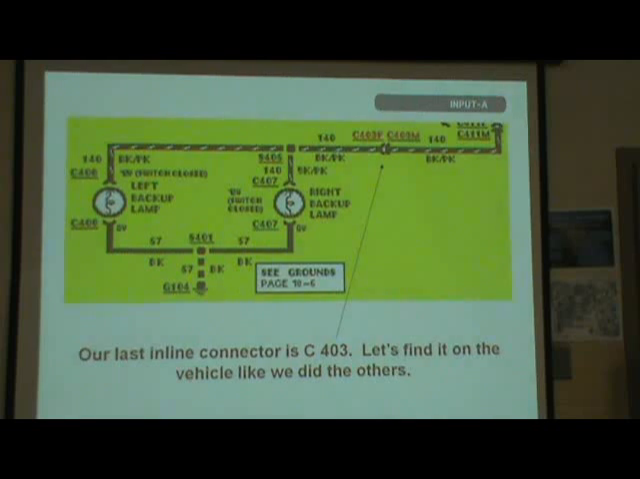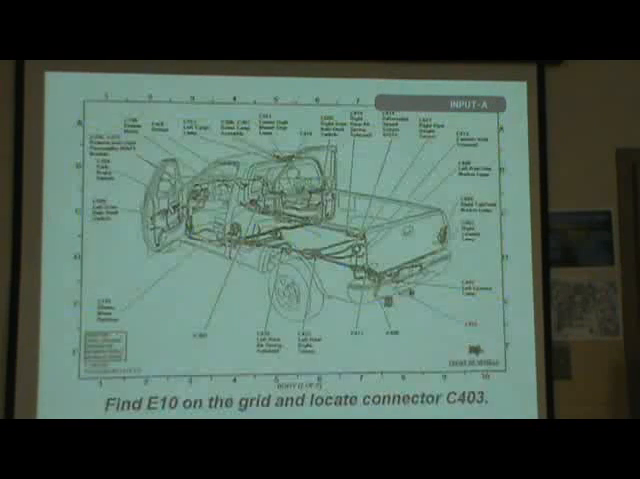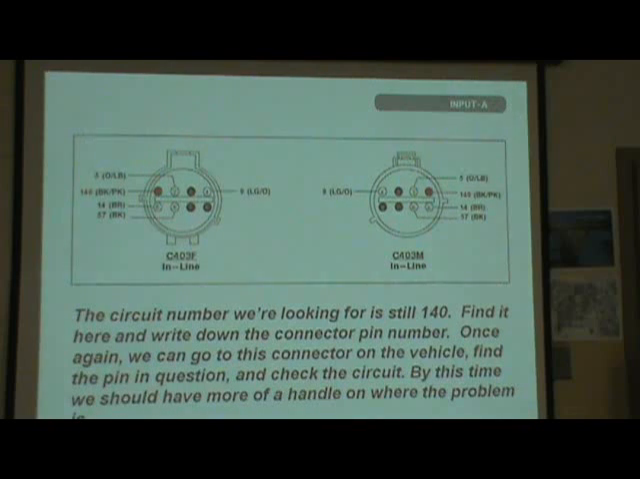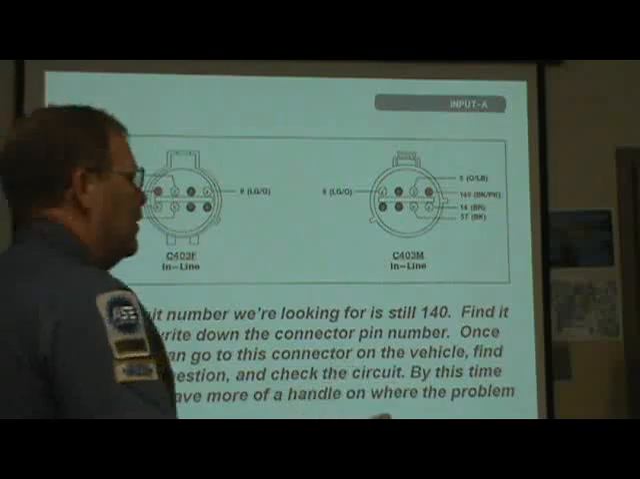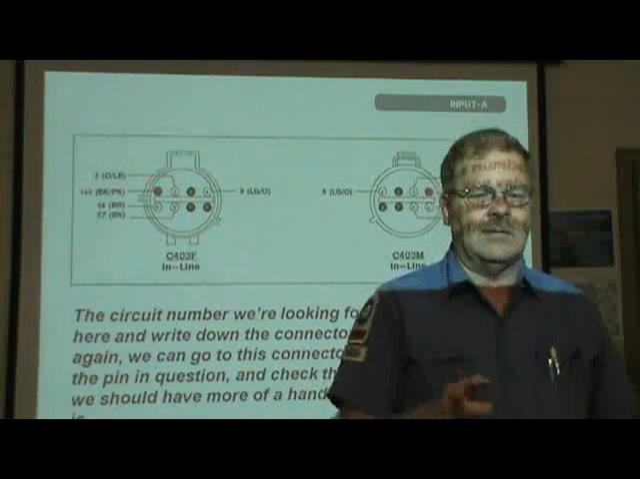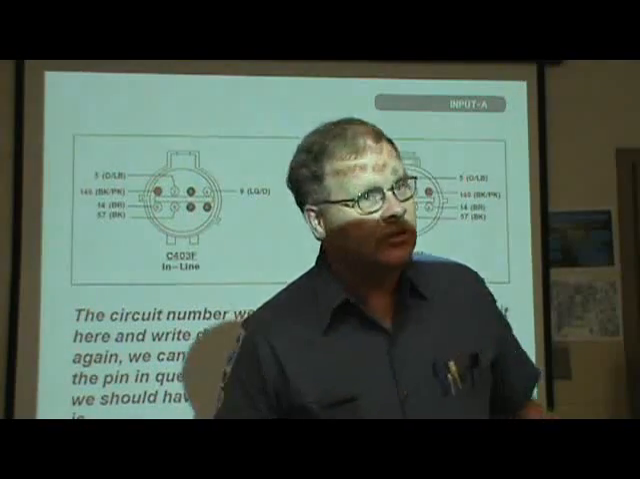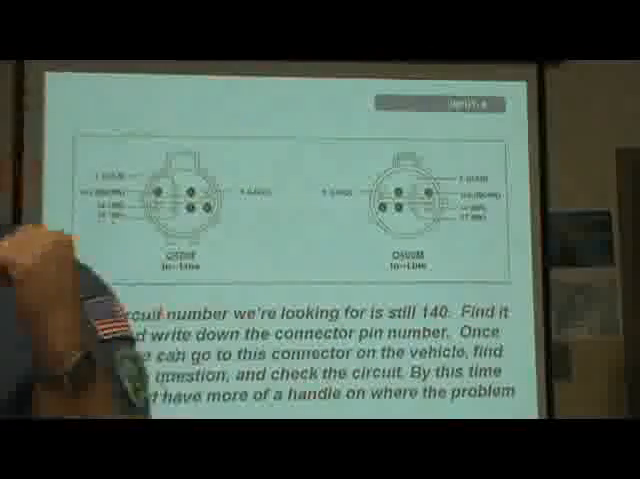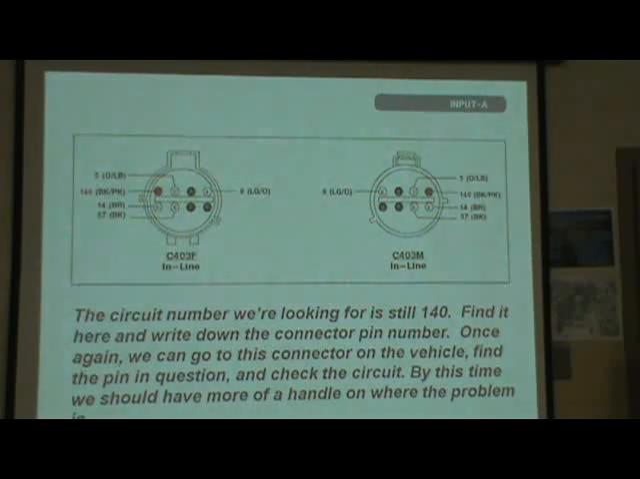Our last connector is C403. We're going to find it on the vehicle like we did the others, and it's right there. And the circuit number we're looking for is still 140. You got that? 140. Okay, because you know the problem is on that particular wire, you need to be able to track that wire everywhere it goes. That's what you're doing, basically. What I just showed you guys is probably the most important part of this whole presentation, because that's how you're going to find and fix a problem. You got it? All right.